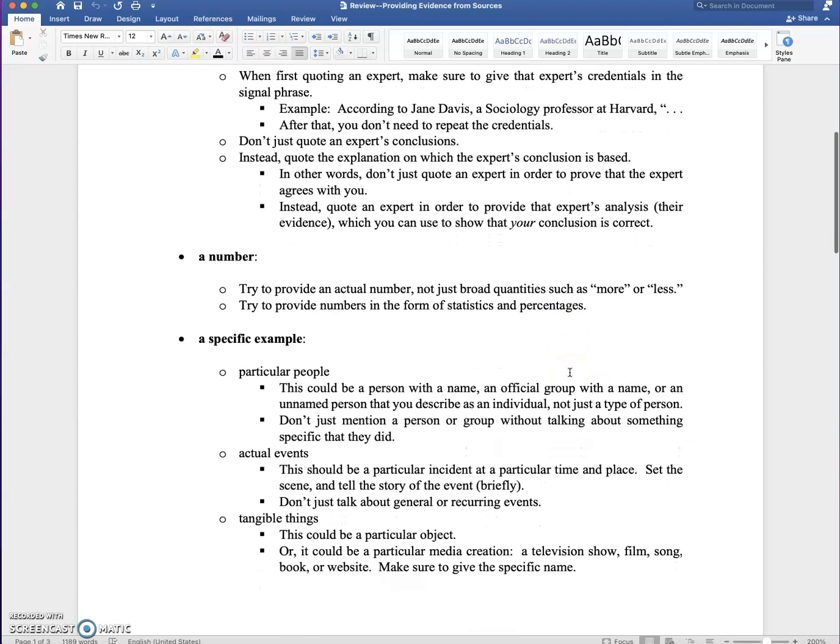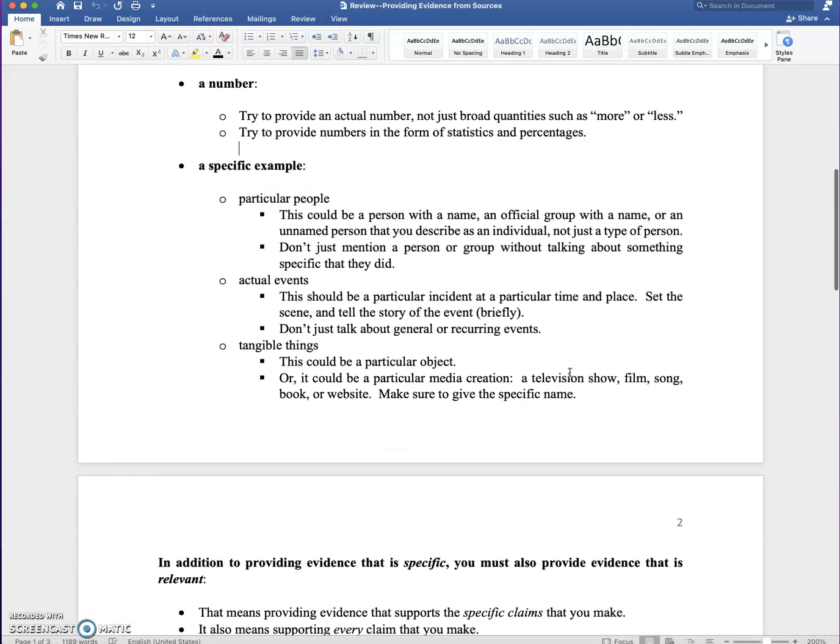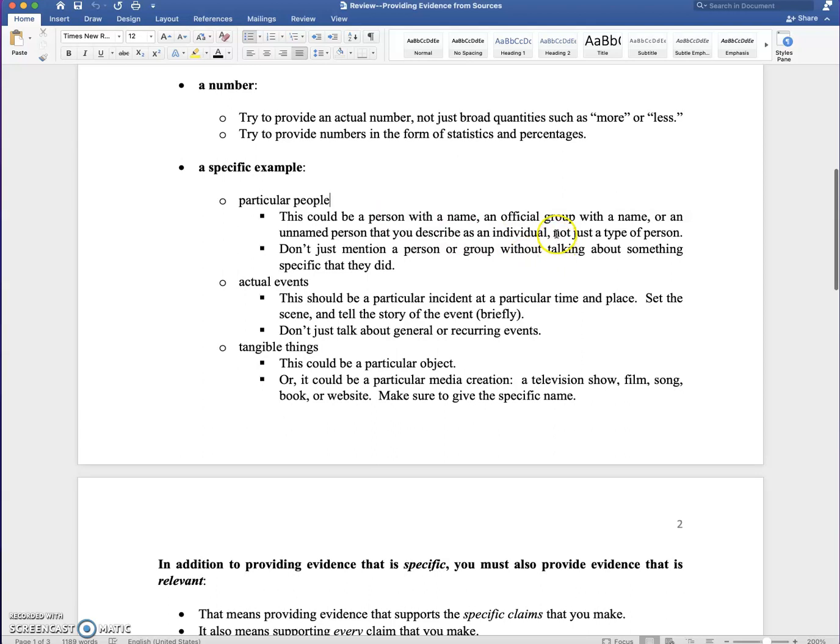And then for specific examples, you want to make sure the example truly is specific. So particular people, a person or a group with a name, right? Someone who is real, that's talked about in the source, not just a general type of person that you kind of are referring to. And usually this happens when you don't have a source. You just say, oh, there's this type of person. Or some people give hypothetical examples. It's not a real person. Those are not as effective as an actual person who is talked about in a source.